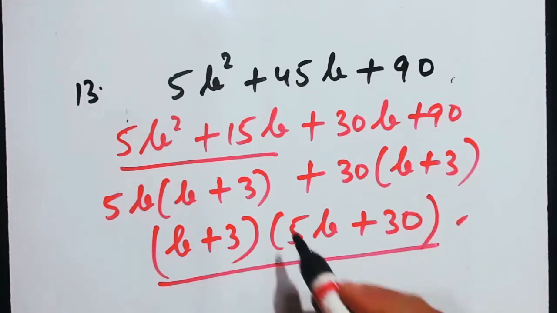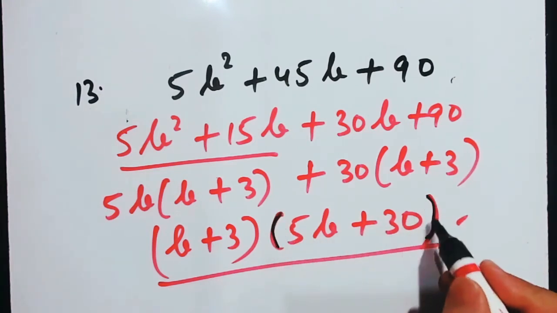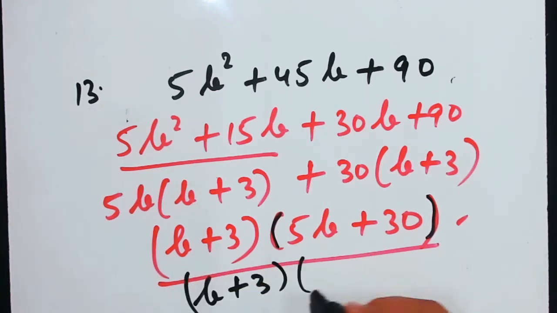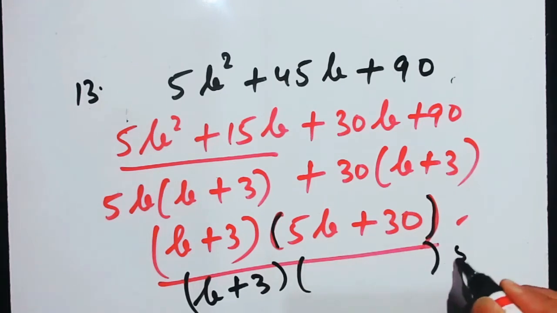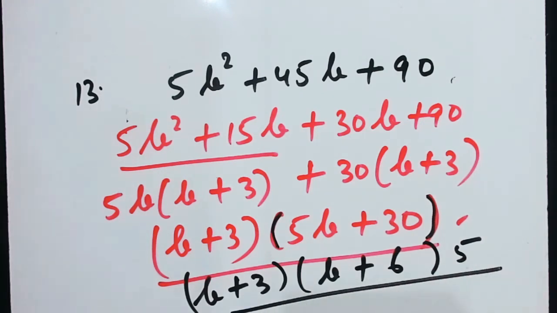So I find that here from 5b plus 30 further 5 can be taken out. So why are we going to leave this? So when taking 5 as common over here, I'll get b plus 6. So b plus 3, b plus 6 multiplied by 5 is our final solution. Clear? Now, the others are also of the same variety.